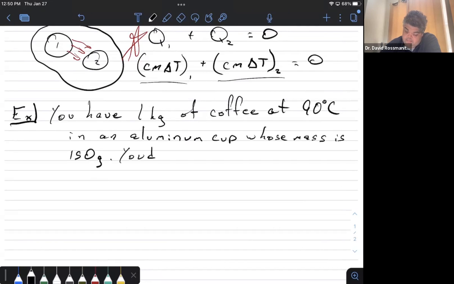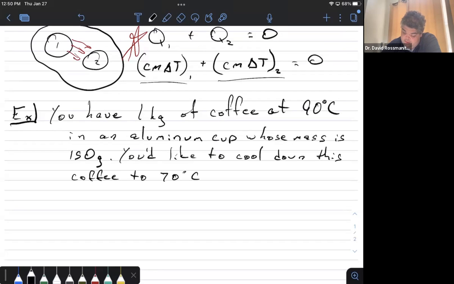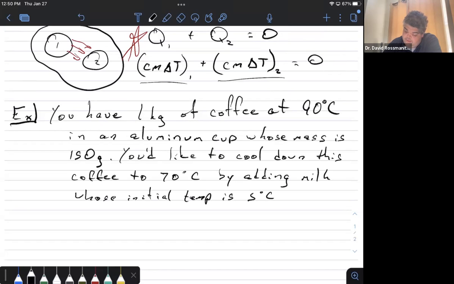You'd like to cool down this coffee to 70 degrees Celsius by adding milk whose initial temperature is 5 degrees Celsius. The question is, how much milk should you add?